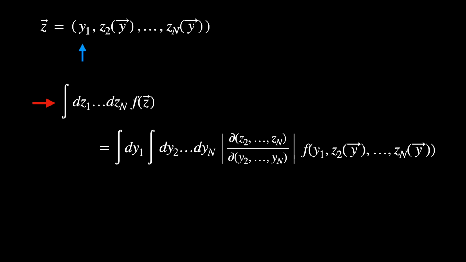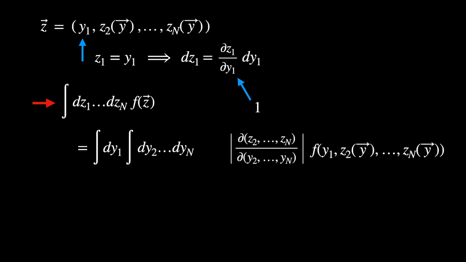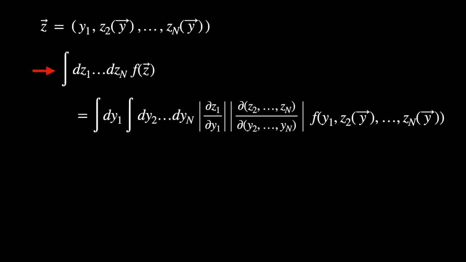Since the first component is not changed, we have, so we can insert this derivative back into the integral. This is also equal to its absolute value. Now we will show that this product is actually the Jacobian determinant for the map above. Let's forget about the absolute value for now. We can insert it at the end.